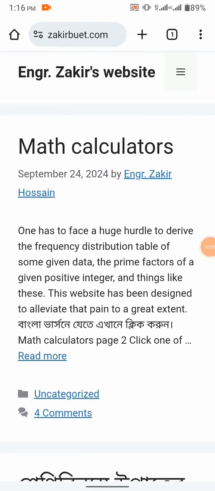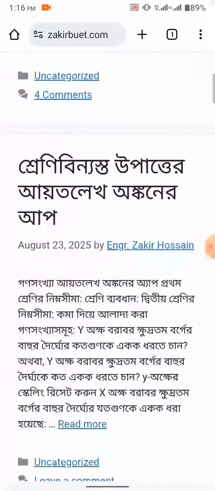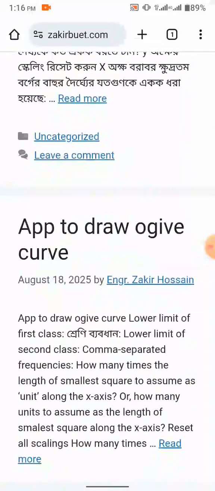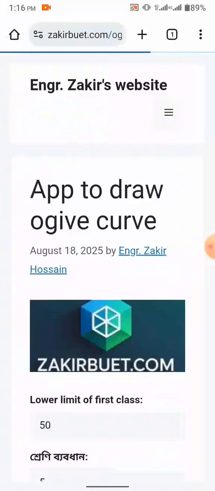I am on the home page of one of my websites .com. So the third post, as you can see, is app to draw ogive curve. Let's explore this web page.